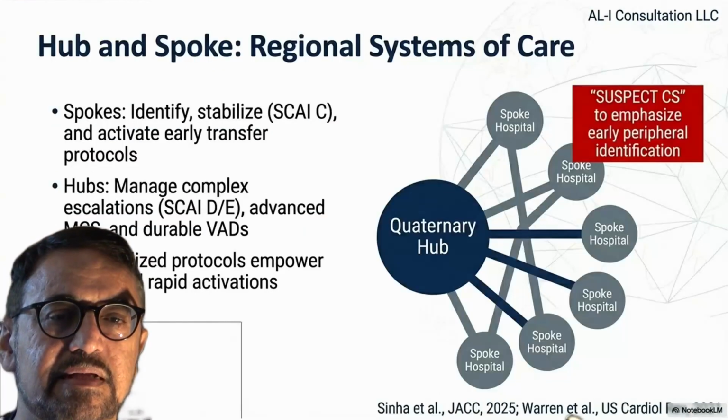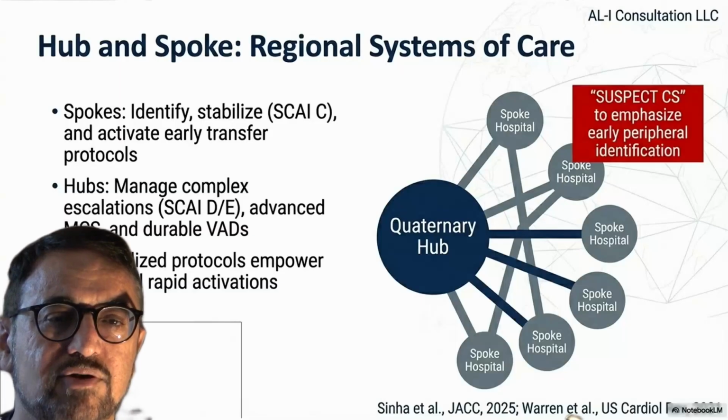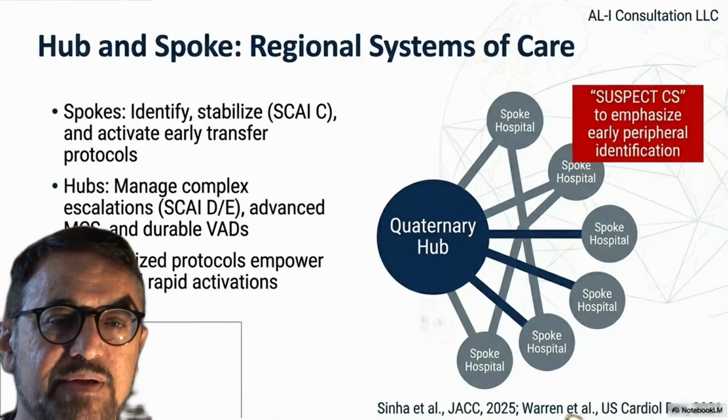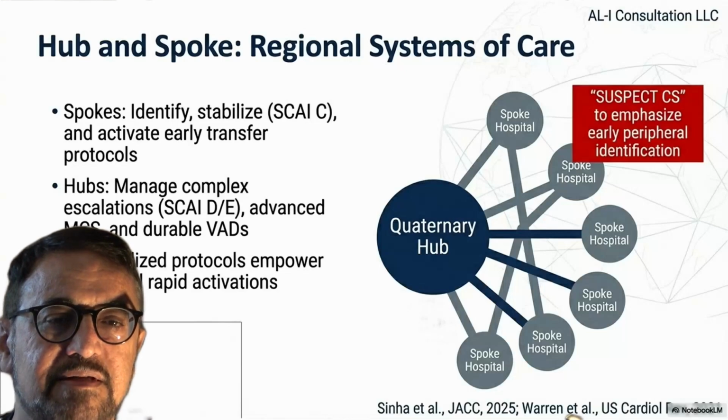Regional systems of care are essential because many hospitals can recognize shock, but not all can deliver advanced shock therapy. In a hub-and-spoke model, spoke hospitals identify the patient early, stabilize them, and activate the transfer pathways quickly. Hub centers then manage higher acuity stages, advanced mechanical support, and durable heart failure therapies when needed.